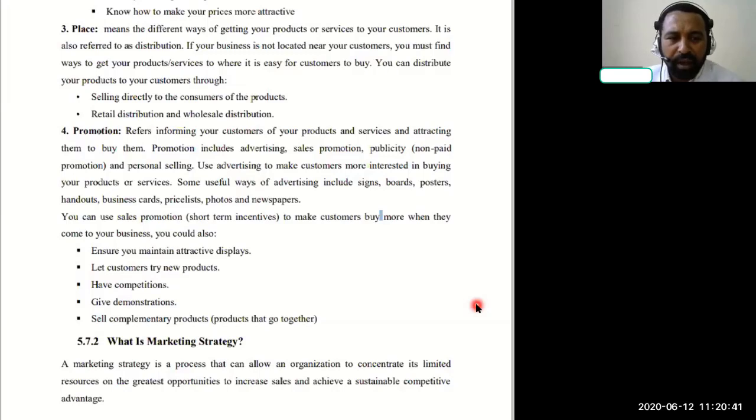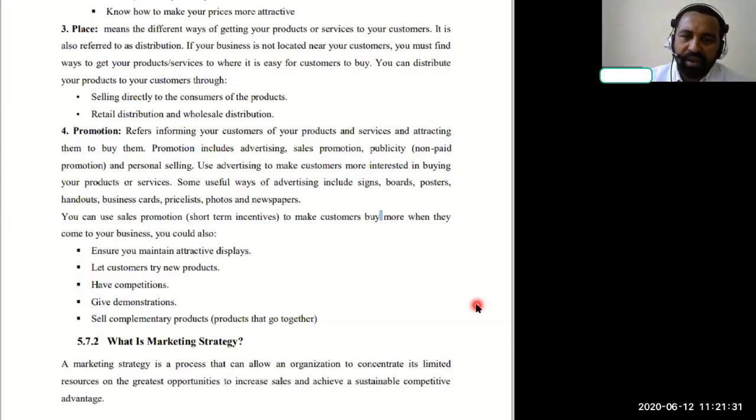This mix of promotion has its own advantages and disadvantages. Advertisement has its own advantage over sales promotion or personal selling. Advertisement is widely distributed and accessible. In terms of persuasion, advertisement is a little less persuasive than personal selling. So depending on the advantage and the nature of the company's product, we can use either advertisement, sales promotion, publicity, or personal selling.